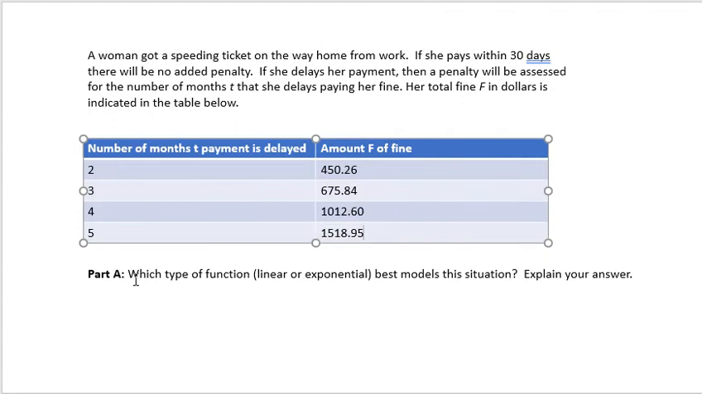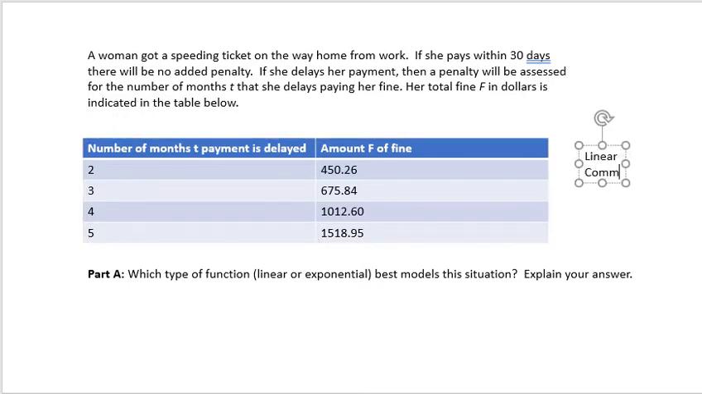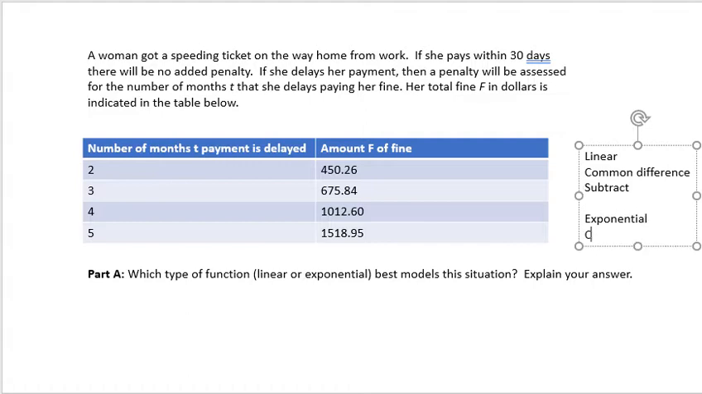So part A says which type of function, linear or exponential, best models the situation, and we want to explain our answer. Now if you'll remember, if you are going to have a linear function looking at a table, linear is the common difference. That means we subtract. If we have an exponential situation, that's the common ratio, and we divide.